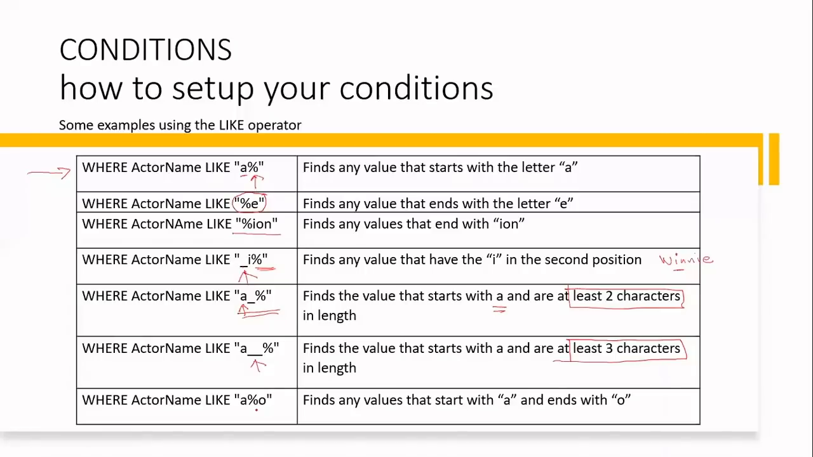And then the final example, it tells you it wants to start with an A, it's ending with an O, and anything in between. So that is a different type of pattern. So these are just some of the examples in terms of how you would go about using the various patterns when you're using the LIKE statement in your where clause.